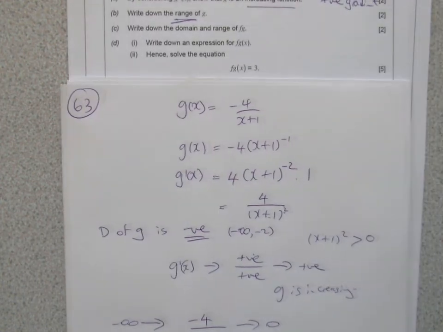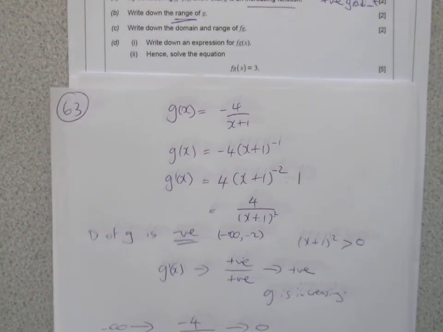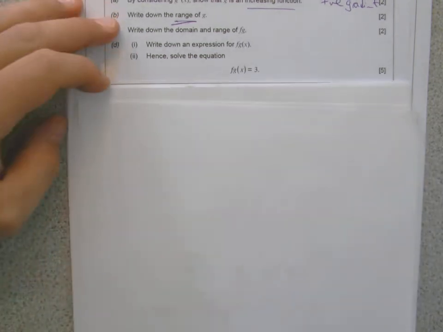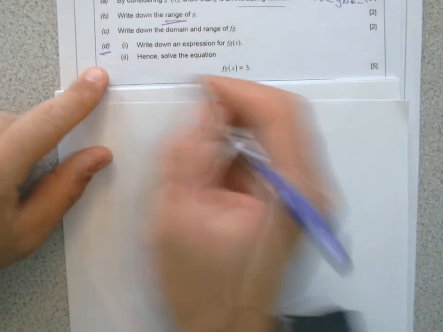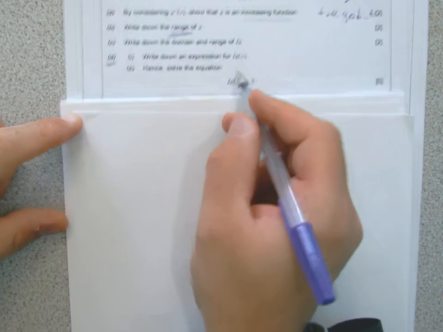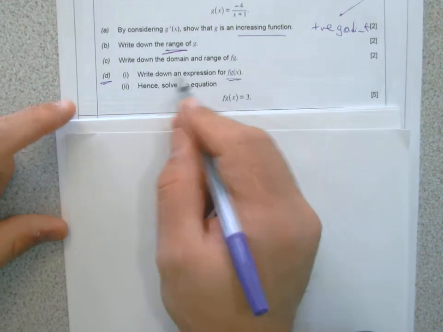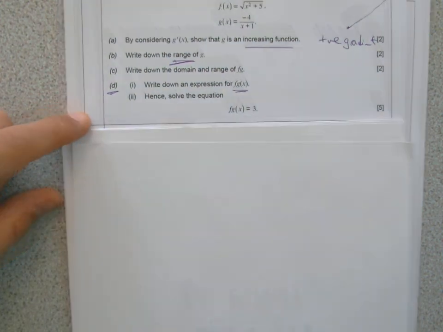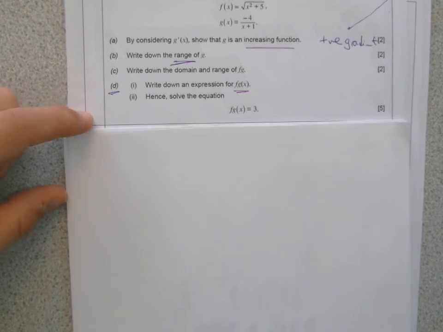Now, remember what I said before. I would actually go to answer part D first, okay? I find it easier to do it this way. So write an expression for fg. Let's do that first, then we'll go back and work out the domain and range of fg.